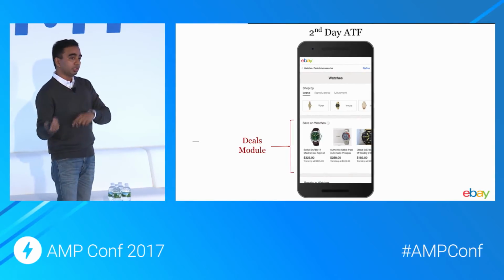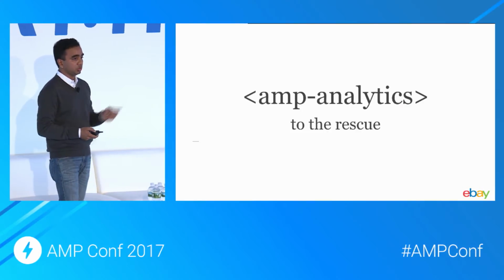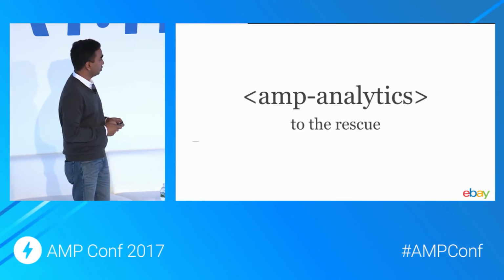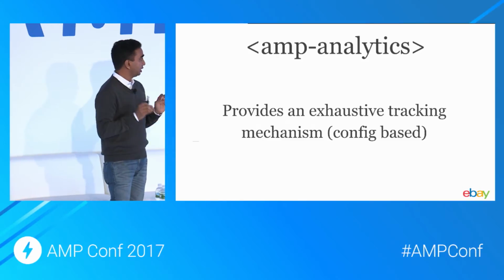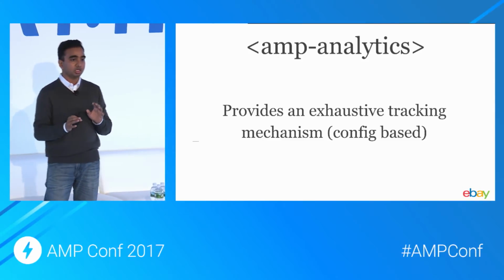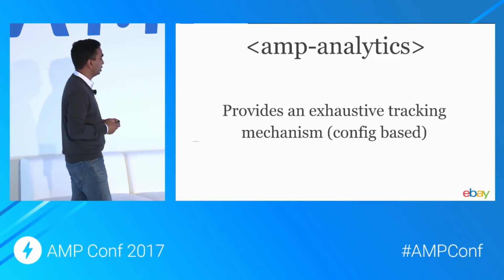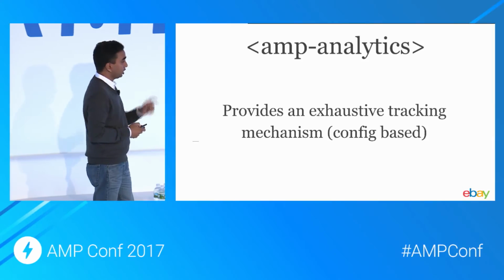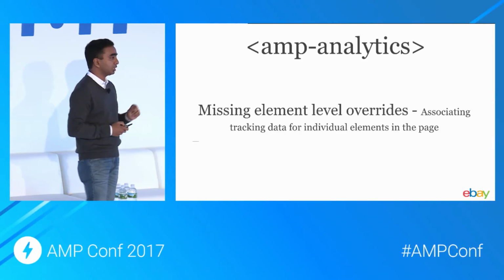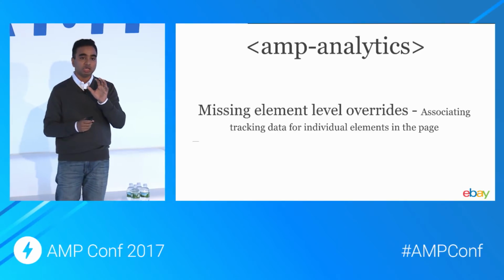So how did we do it with the AMP version? That's where AMP Analytics comes into play. It was already talked about in the earlier sessions too. AMP Analytics gives a pretty exhaustive tracking mechanism. It is config based, and it can do page visibility, horizontal scrolling, vertical scrolling, and a couple of other things. But it was missing one thing. It was missing element level overrides, basically associating tracking data with individual elements in the page.